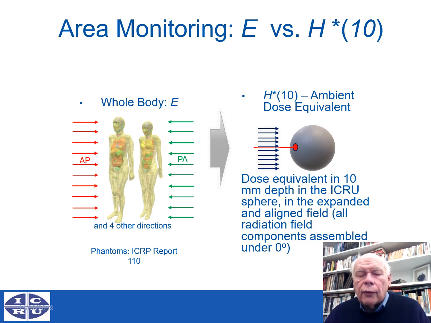In the case of the operational quantity, which is called ambient dose equivalent, H*(10), the phantom is a sphere, the so-called ICRU sphere of 30 centimeters diameter, which is irradiated by an expanded and aligned field. Aligned means it's unidirectional, and expanded so that the whole sphere is being irradiated, and the point is chosen to be 10 millimeters in depth in the direction of the incoming radiation.